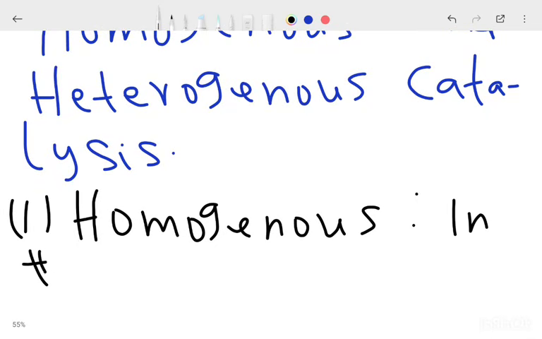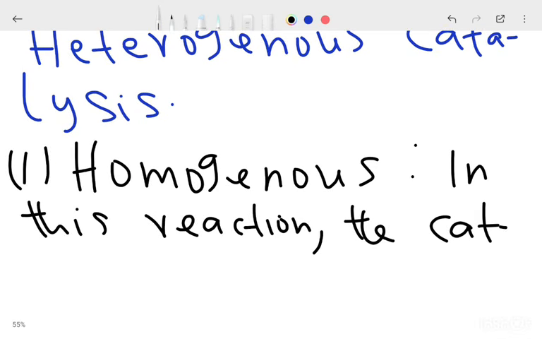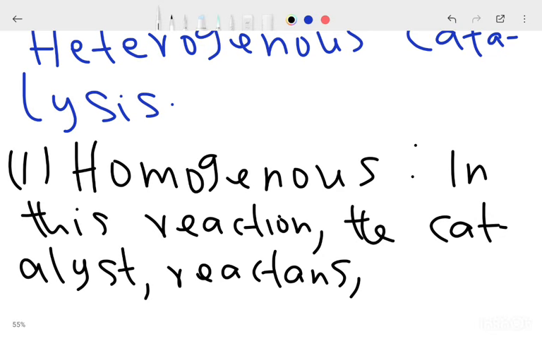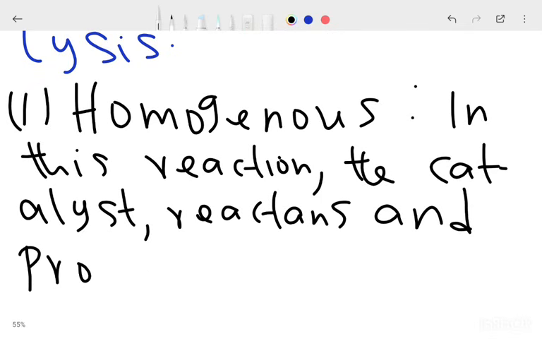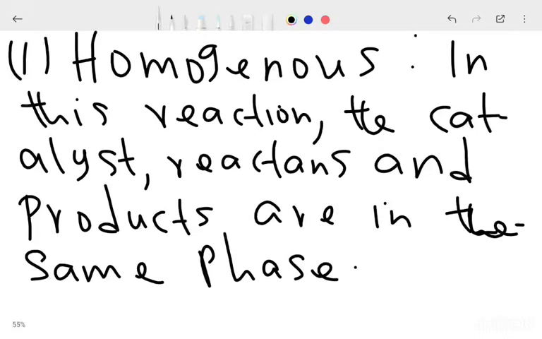In this reaction, the catalyst, reactants, and products are in the same phase.